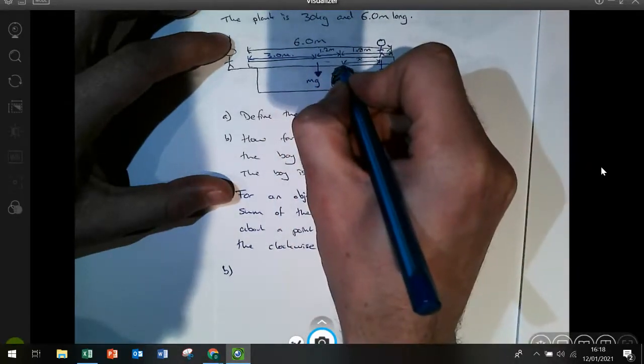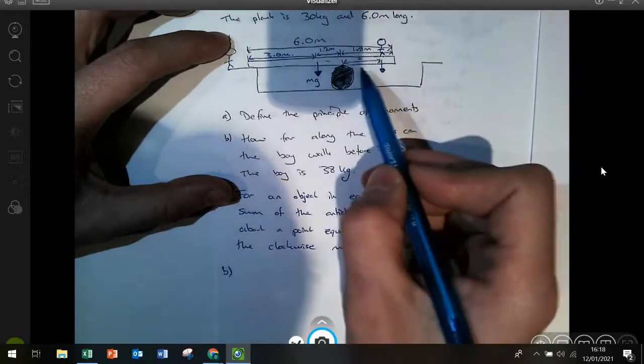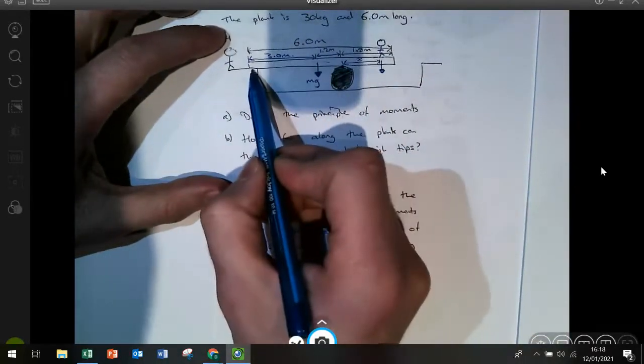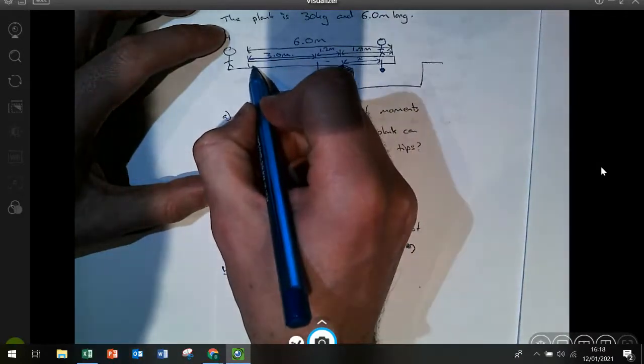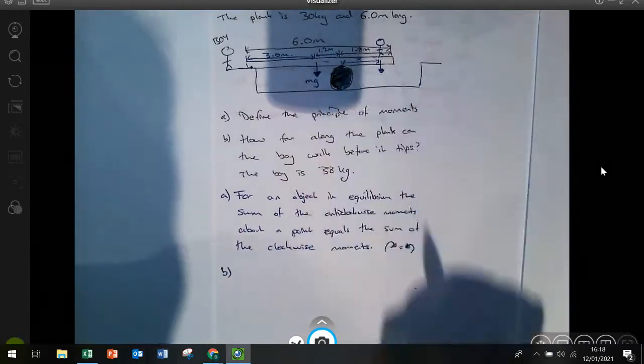This, of course, is the pivot if the boy is over this side and trying to make the thing tip. Obviously, if the boy is over this side, we've got this support force from the bank, so that won't apply. So we're going to take moments about this point here.